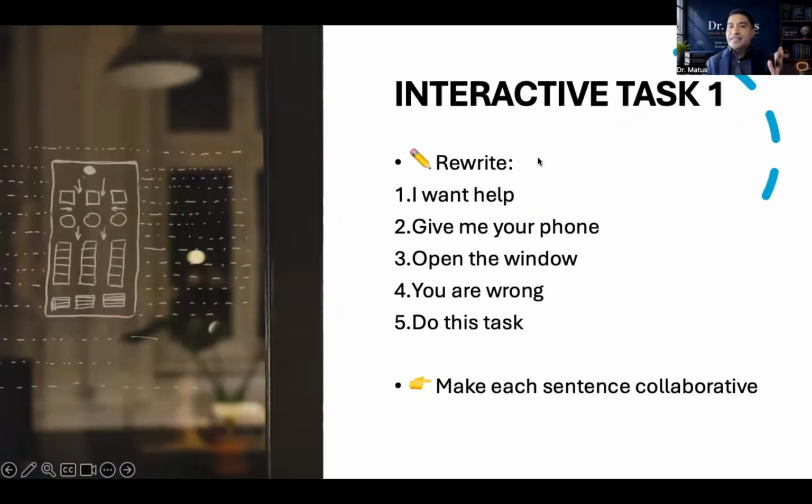So now I'll invite each of you to deal with these interactive tasks. I want you to please think, if you already speak English or if you're learning the language, to turn these phrases into more communicative, less direct statements. You've got the following ideas. Number one, I want help. Give me your phone. Open the window. You are wrong. Do this task. Make each sentence collaborative.